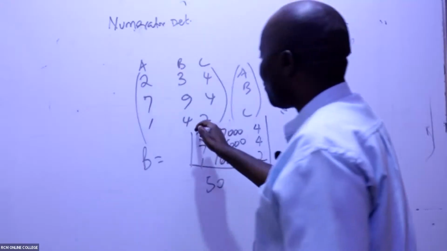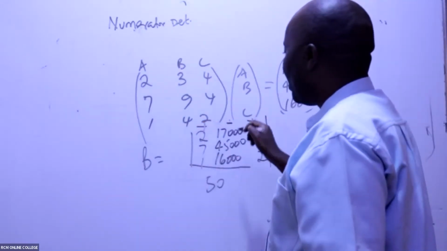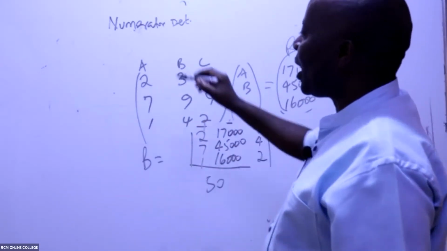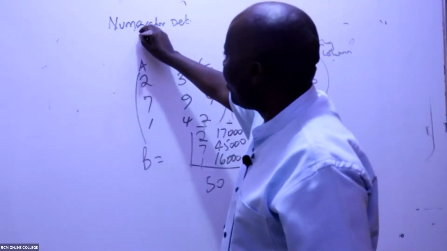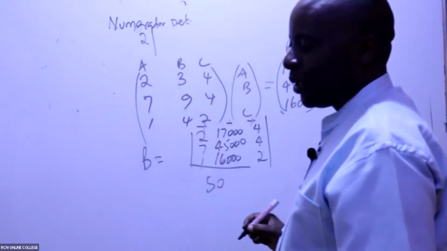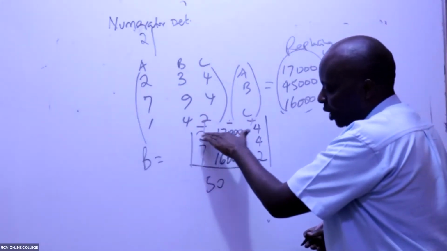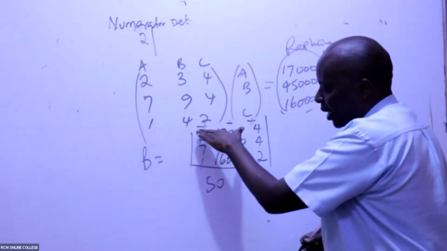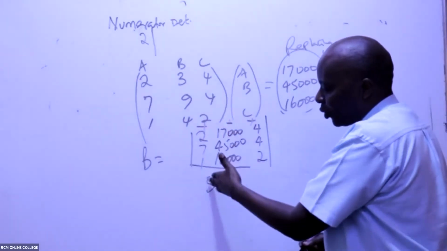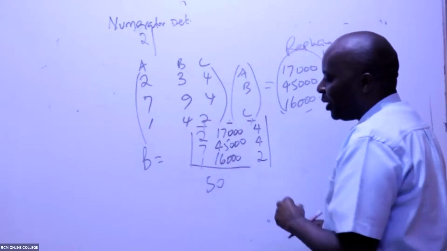So remember, this is plus, this is minus, this is plus. So we start with the first one here, which is 2 into. Remember, if we are using 2 here, this has to disappear, this has to disappear, this has to disappear, this has to disappear. So the leftovers will be these 4.